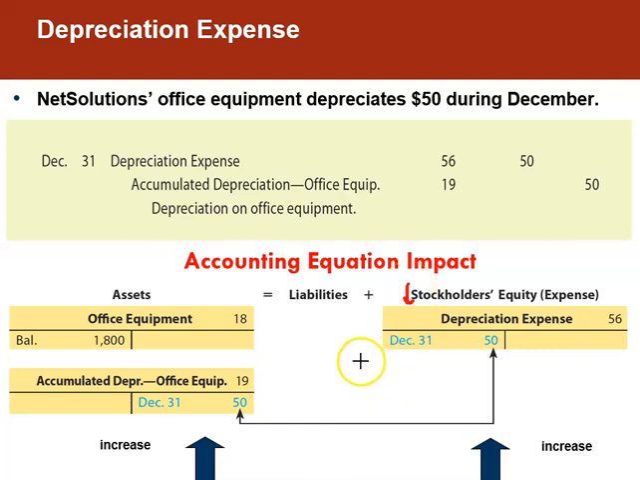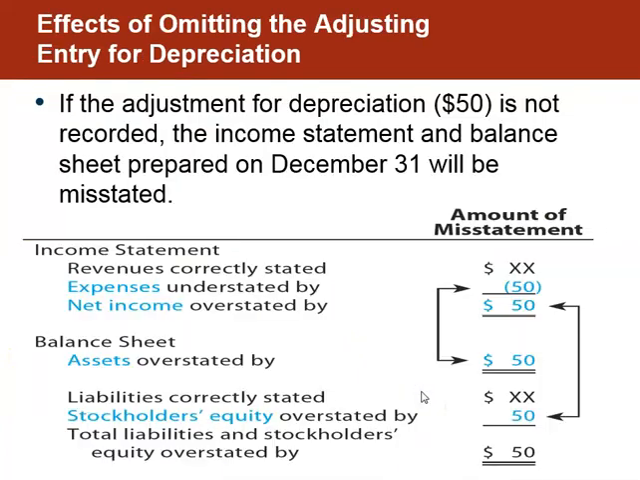Stockholders' equity actually goes down, if you can read that as a down arrow. Okay? So what is the impact of omitting this entry? It says if the adjustment for depreciation is not recorded, the income statement and balance sheet prepared will be wrong. Expenses will be understated by that $50. As a result, assets will be overstated by $50.